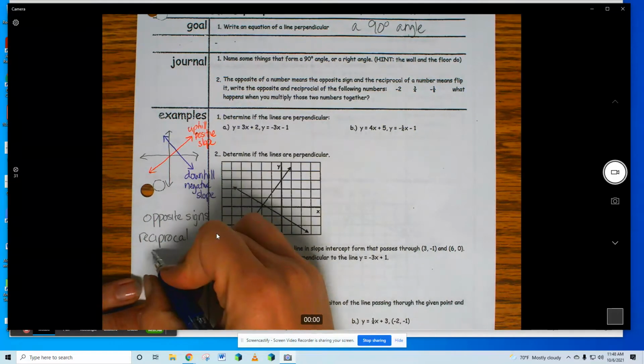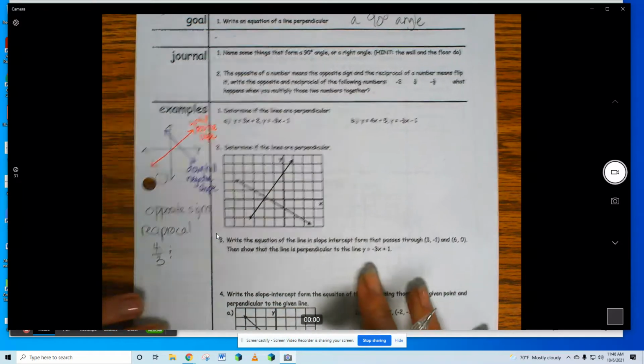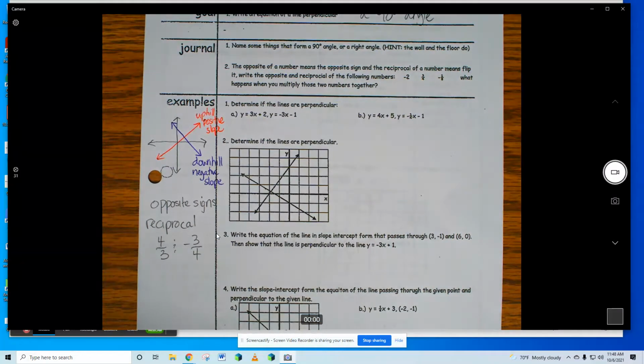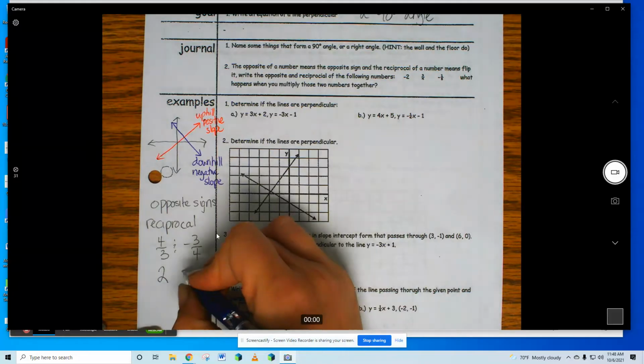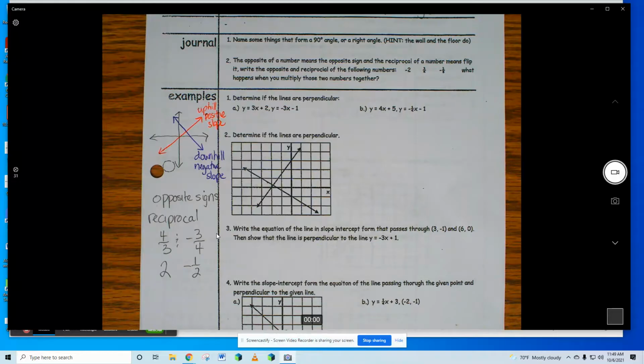A reciprocal would be like 4/3 and I'm going to make it opposite signs because I want to talk about perpendicular, negative 3/4. Those are reciprocals. 2 and negative 1/2. Those are reciprocals and they're opposites. Only the slope is what we care about. Yesterday it was the slopes have to be the same, parallel lines. Today the slopes have to be opposite signs and reciprocals to be perpendicular, to make a 90-degree angle.